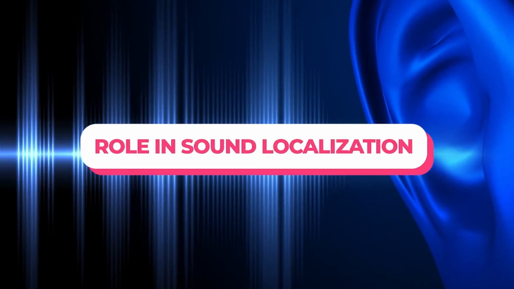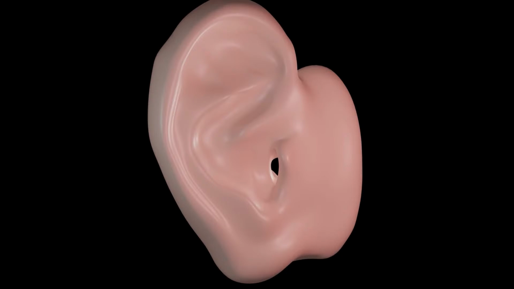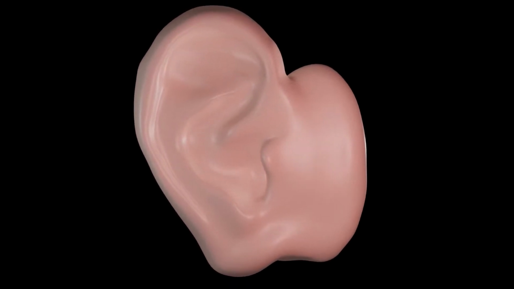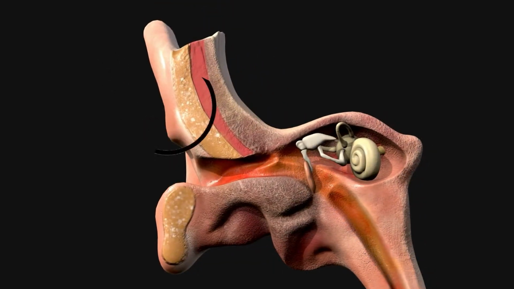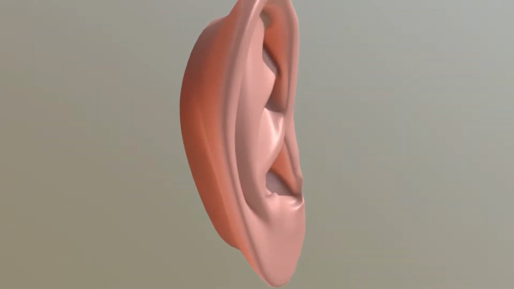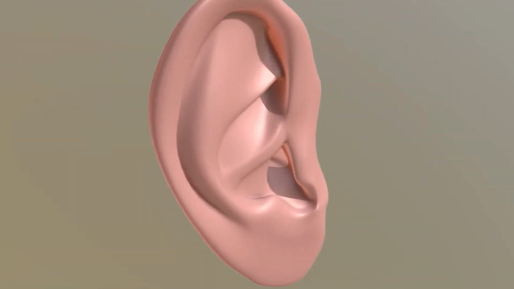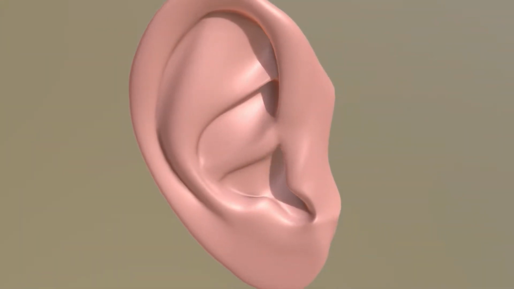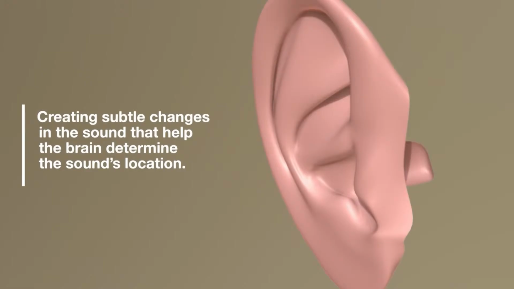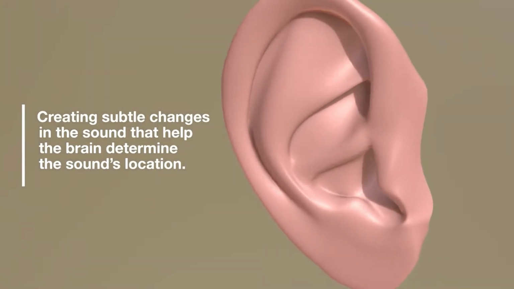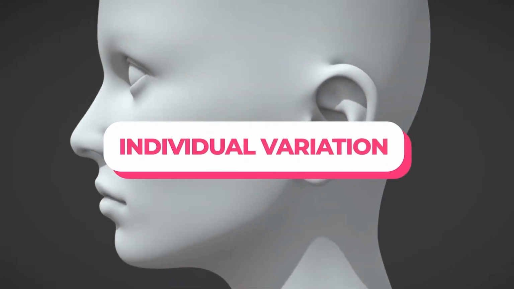Role in sound localization. The pinna plays a significant role in vertical sound localization, determining whether a sound is coming from above, below, or at the same level as the listener. The folds and contours of the pinna affect sound waves differently depending on their origin, creating subtle changes in the sound that help the brain determine the sound's location. Individual variation.